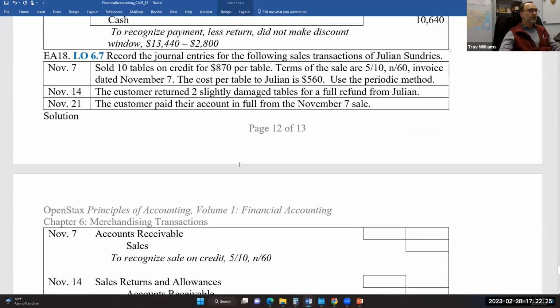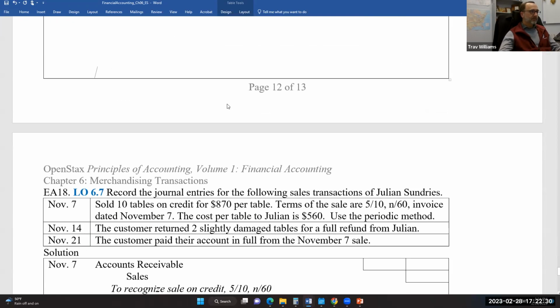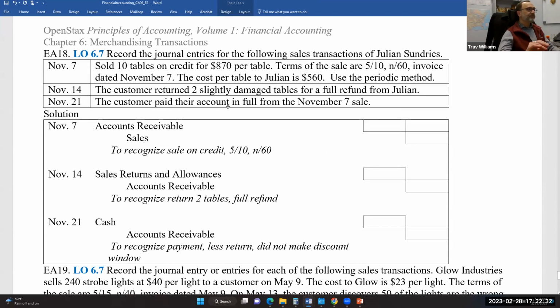All right, we've got 2 more exercises and then a few problems. So I still think we'll be done early. 18, we sold 10 tables on credit, okay? It doesn't say it, but we must still be doing periodic because notice we're not recording the cost of inventory. Oh, it does say it here. Use the periodic method. Okay, it just wasn't bold, but it was there.